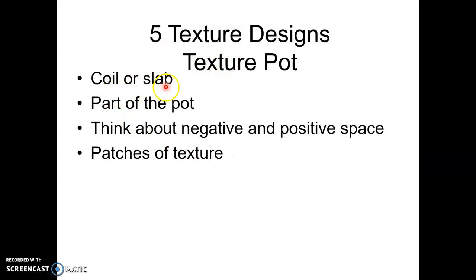You can use coil or slab, part of a pot. You can think about the negative and positive space, patches of the texture. So decide what method you want to use to create your vessel. Design your 5 pieces, and the ones that you put on your texture tile are the ones that you probably should be using for your finished product.